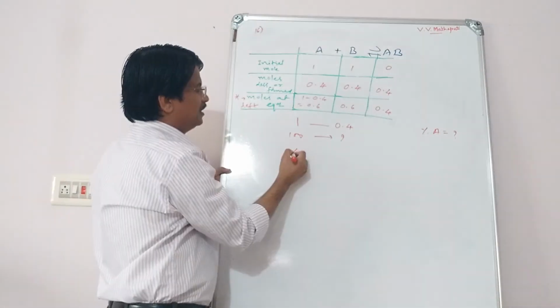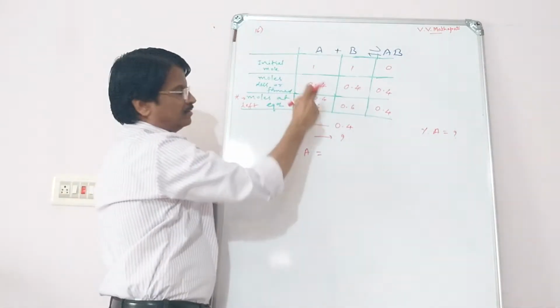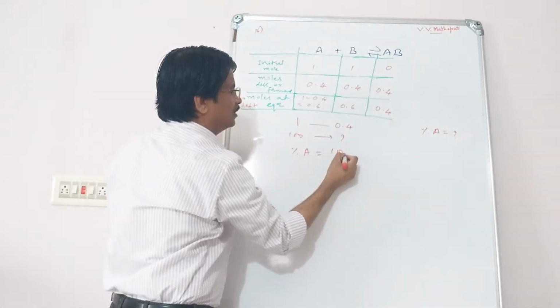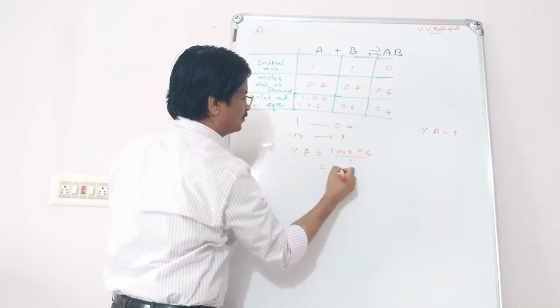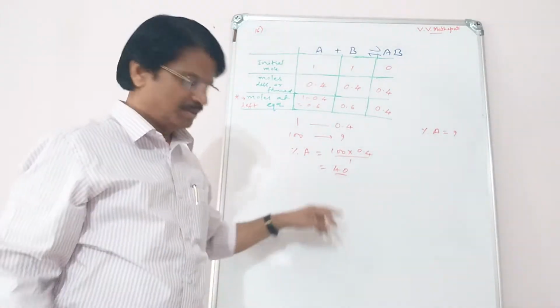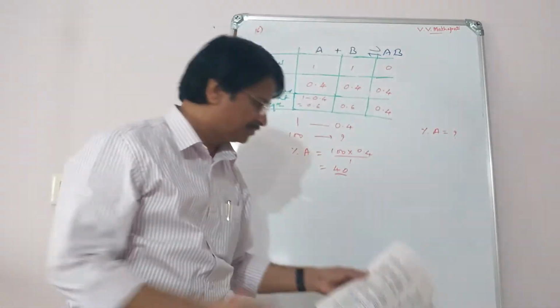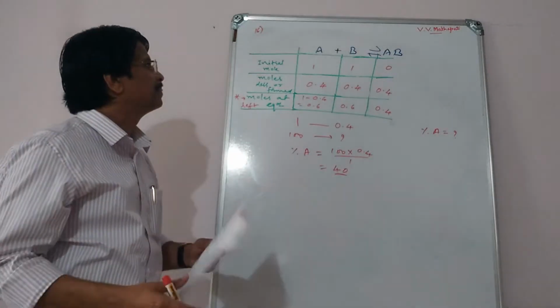Therefore, percentage of A reacted equals 100 into 0.4 by 1. You get 40%. The answer given is 40%. The second option is the answer.